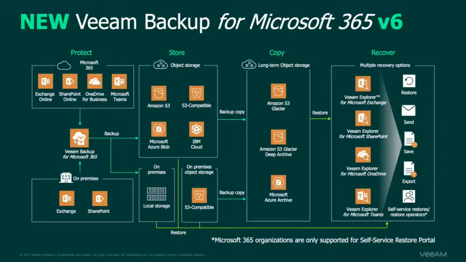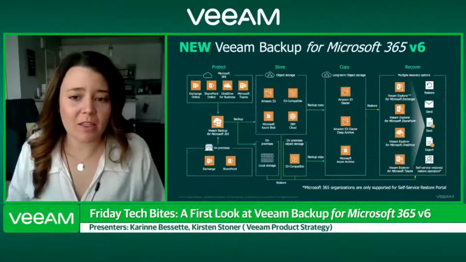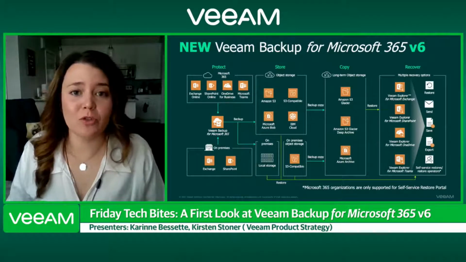From there, you're going to be able to store your backup data in object storage, or if you prefer, on-premises local storage. Now, if you decide you want to store your data in object storage, that's where you're going to be able to use that backup copy job to have that copy of backup data into these supported long-term storages here: Amazon S3 Glacier, Glacier Deep Archive, and Microsoft Azure Archive. Now, once you've backed up your data, you're also going to be able to restore that data.